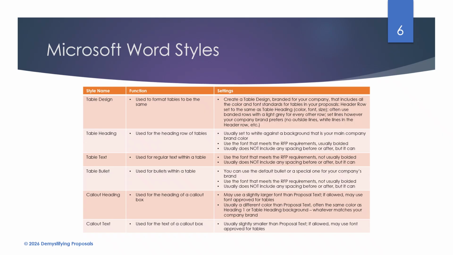Table text and table bullet, again, are just standard defaults that you should set up for your tables. Table text would be whatever the RFP requirements are. So that may default to a Times New Roman font, but if you can use Arial or Arial Narrow or something like that, change the table text style to match whatever font you're allowed to use. Again, this makes formatting easier at the end of the process.